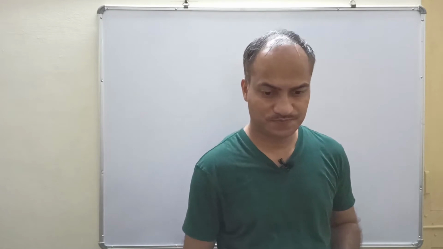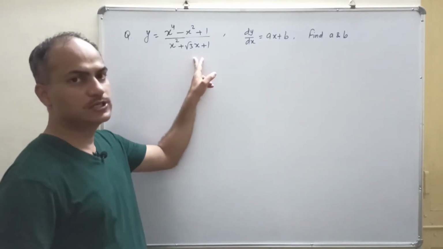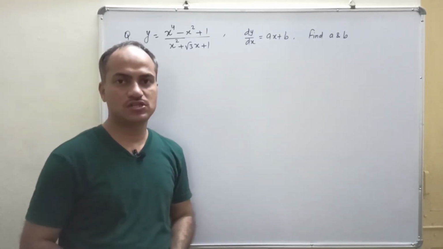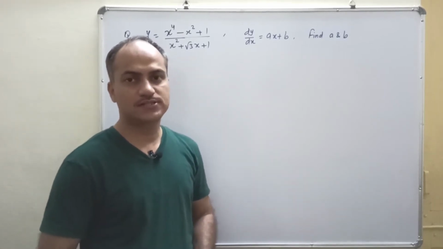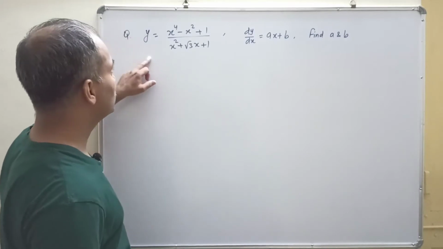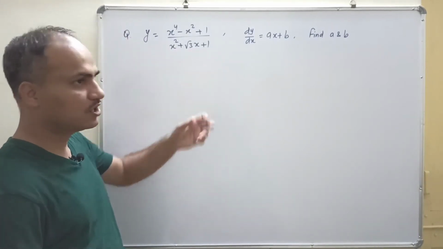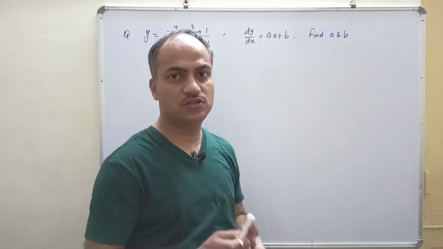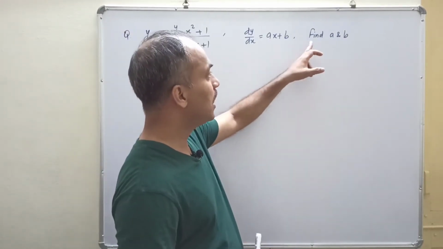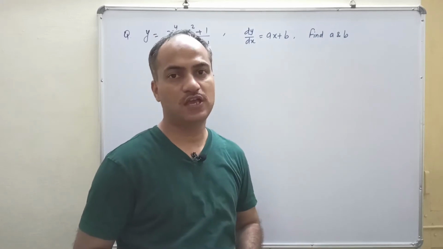So let us do. Pause this video and solve this question, and then you can see the solution by playing it once again. I hope you have solved the question. Now let us discuss the solution. In this question you are given a function y or f(x), and dy upon dx, the differentiation of the function, is also given to you, and you have to find the values of a and b.